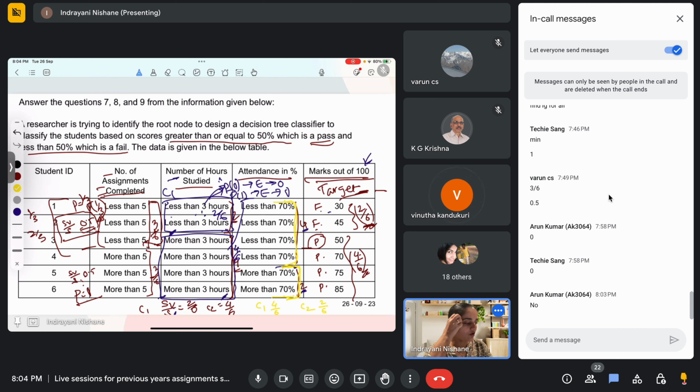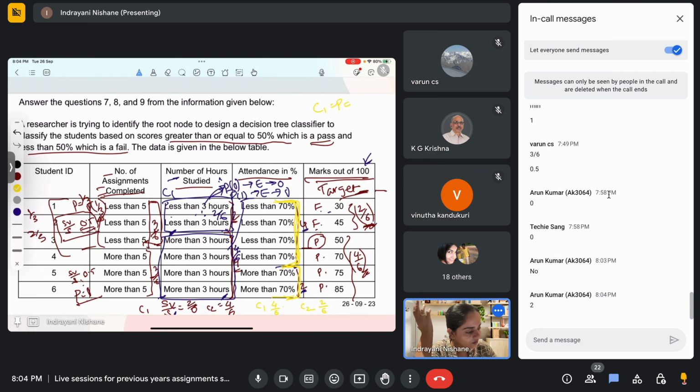So now for C1, what is the probability? Out of those 4 students, how many are passing? These are 4 students. What is the probability of passing? 2 of them are passing, and 2 are failing. So that means 2 by 4 is the passing probability, which is 0.5.